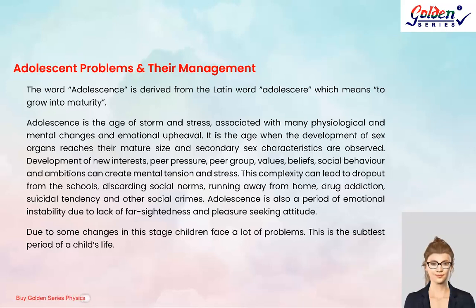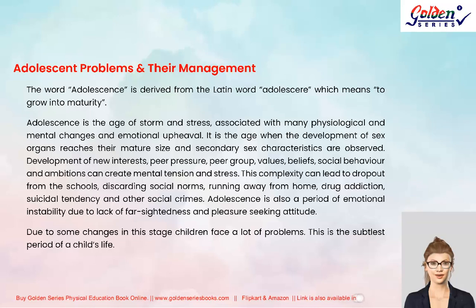Adolescent problems and their management. The word adolescence is derived from the Latin word adolescere, which means to grow into maturity. Adolescence is the age of storm and stress, associated with many physiological and mental changes and emotional upheaval. It is the age when the development of sex organs reaches their mature size and secondary sex characteristics are observed. Development of new interests, peer pressure, peer group, values, beliefs, social behavior and ambitions can create mental tension and stress.